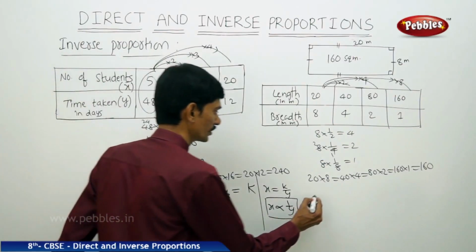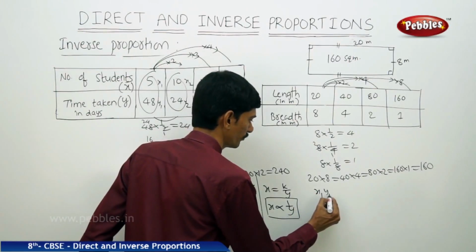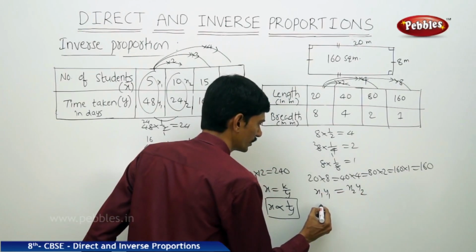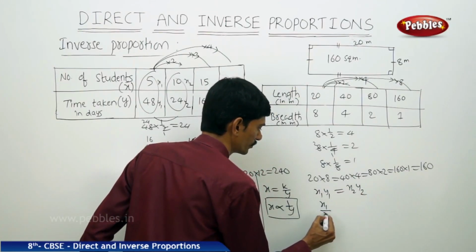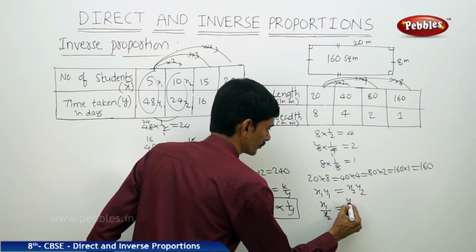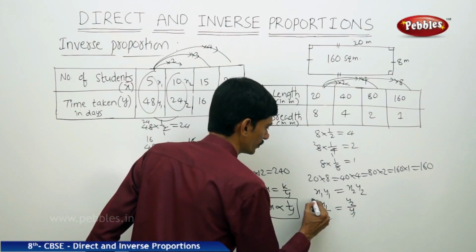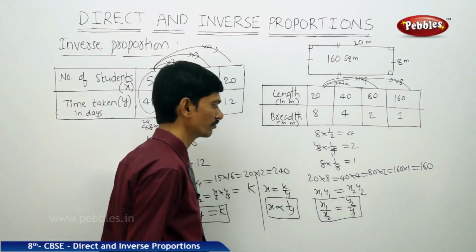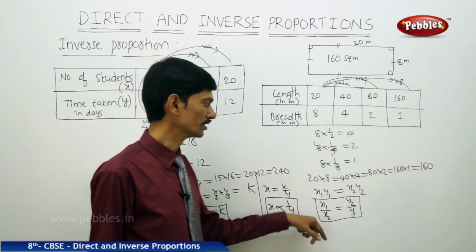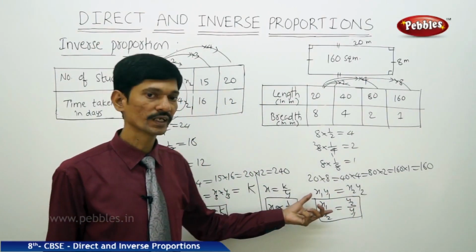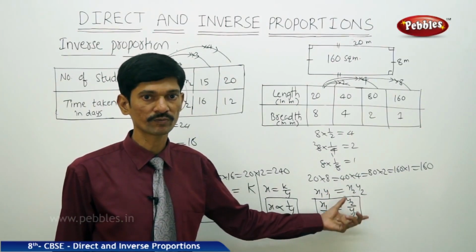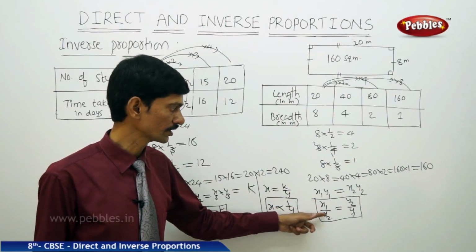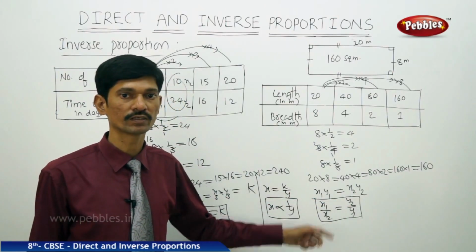Now if you take x1 y1 equals x2 y2, this can be written as x1 by x2 equals y2 by y1. So in inverse proportion we get x1 by x2 equals y2 by y1, whereas in direct proportion we get x1 by x2 equals y1 by y2, but in inverse proportion we get x1 by x2 equals y2 by y1.